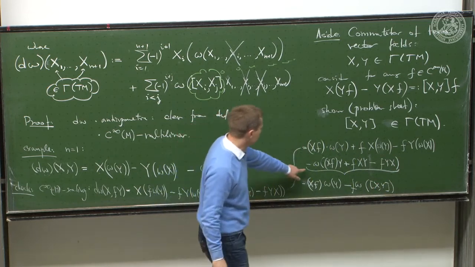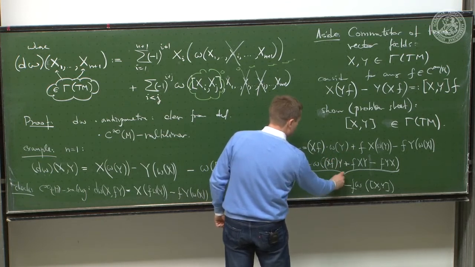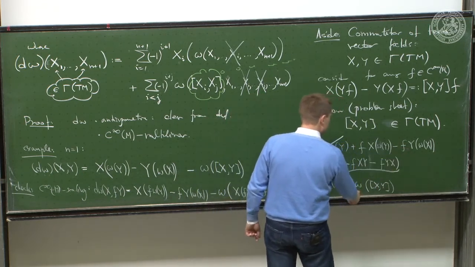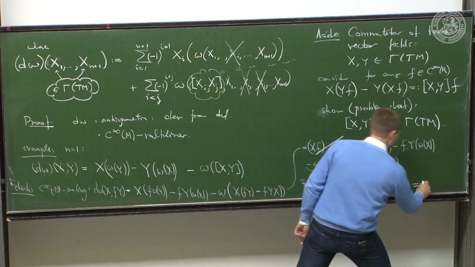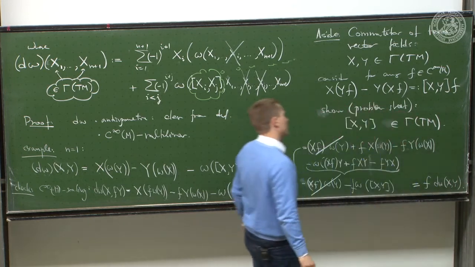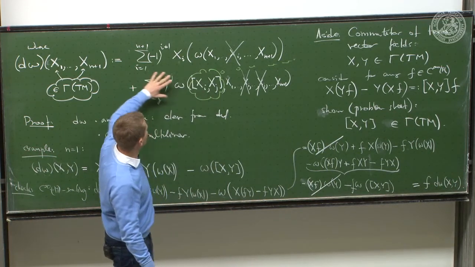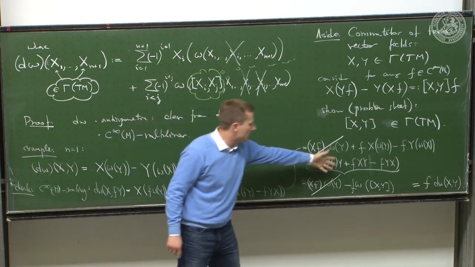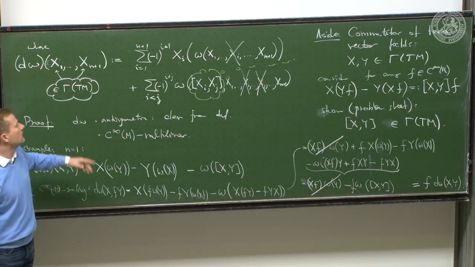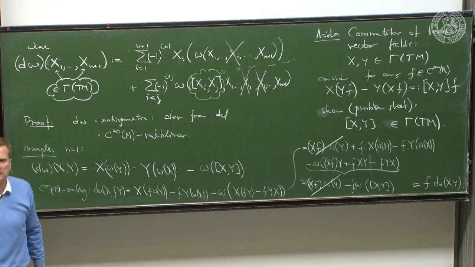So that was just the second term, but now xf omega y minus xf of omega y, this goes against this, and this term and that term together is simply f times d omega of xy. So in fact, the f pulled out. And had it not been for the second term here, so the last term in here, it would not be C infinity linear. It would be R linear, but not C infinity linear. So for this to be a tensor field, we need the second term.